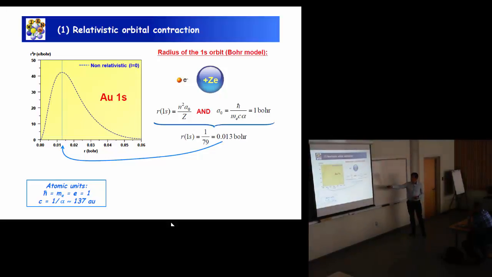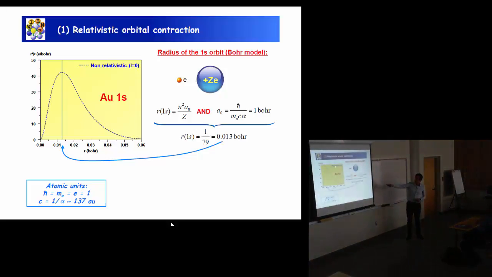And if you use the Bohr model, you know that a0 is ħ divided by the rest mass times c times alpha, and it will give you one Bohr. If you calculate the distance between the nucleus and the 1s electron of gold, it will be 1 divided by 79, and this will give you 0.013 Bohr, which is this value.